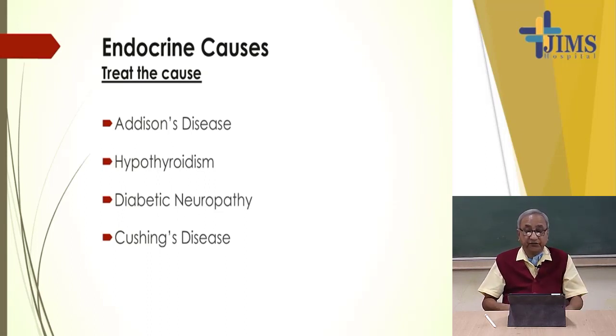Endocrine causes. They can be due to Addison's disease, hypothyroidism, diabetic neuropathy where the autonomic nervous system is damaged, and Cushing's disease. These are the endocrine causes of hypotension. Here what you do is you treat the cause. There are a number of antihypertensives which cause hypotension.